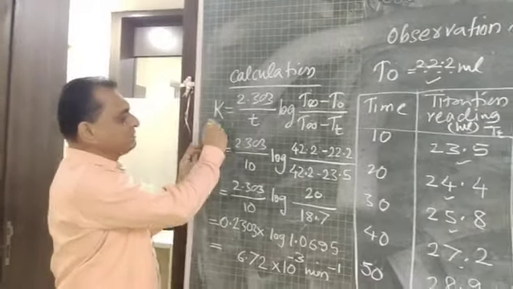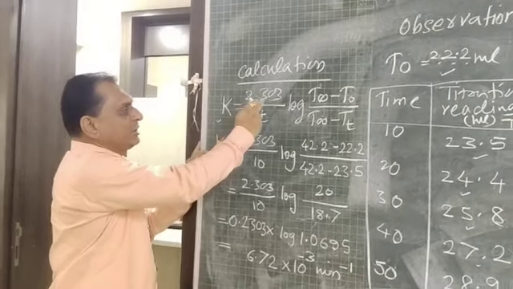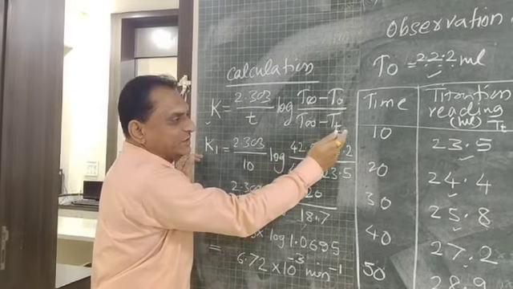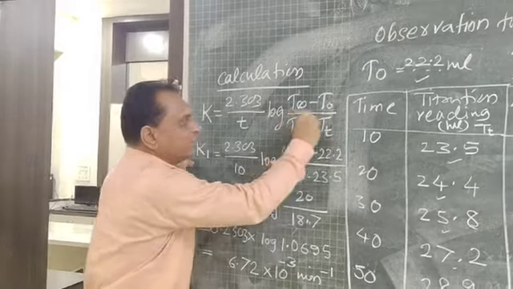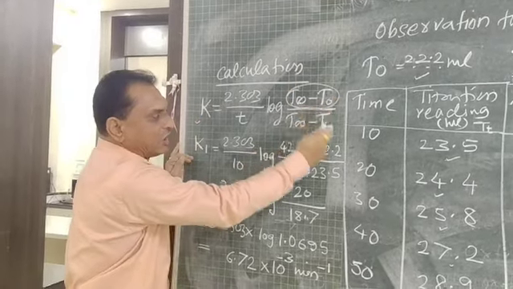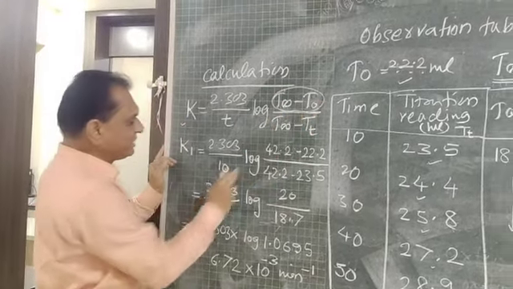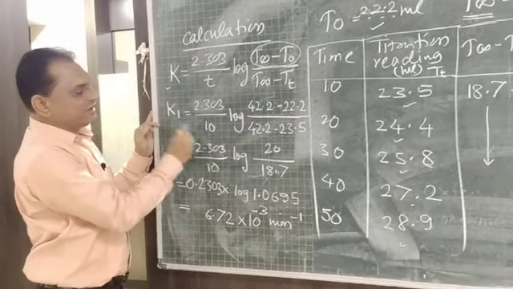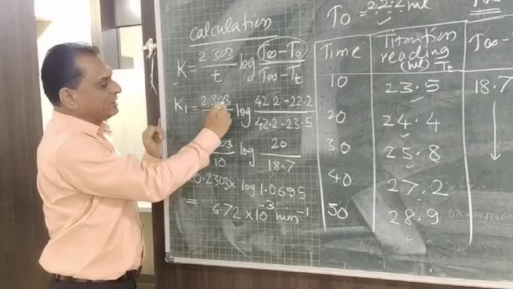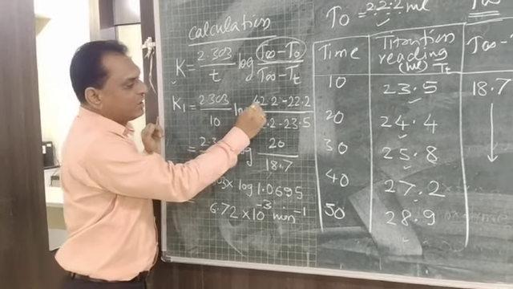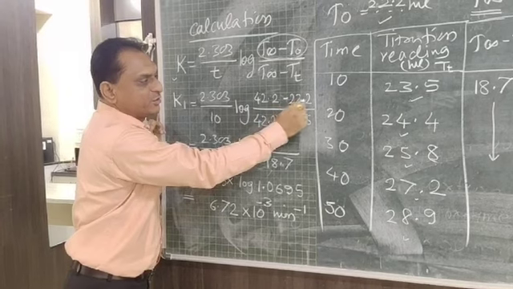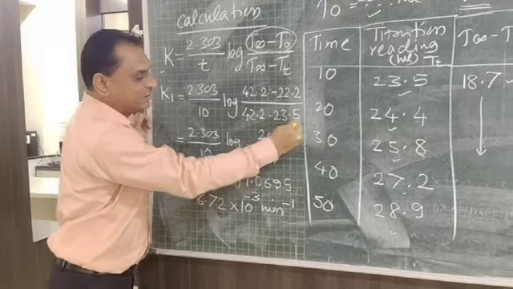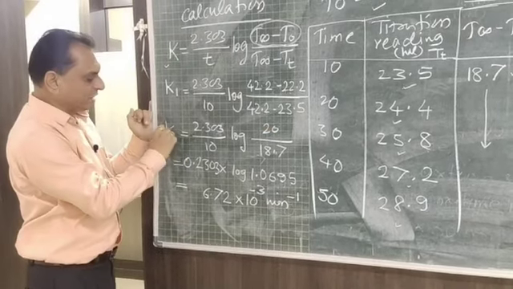Now the calculation part. As you know, the ester hydrolysis is a first order reaction. The rate constant can be determined as 2.303 upon t log of T infinity minus T0 upon T infinity minus Tt. The numerator term is constant for all 5 readings. Only the time and the denominator term change. So for the first reading, for 10 minutes: 2.303 upon 10 log of 42.2 minus 22.2 divided by 42.2 minus 23.5. So it is your K value.